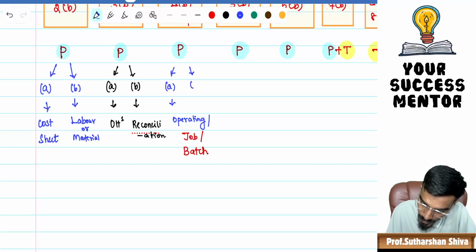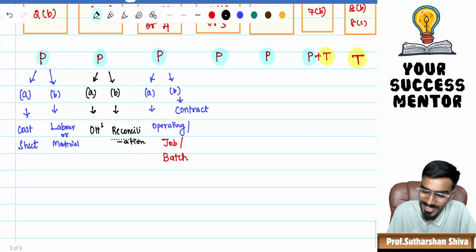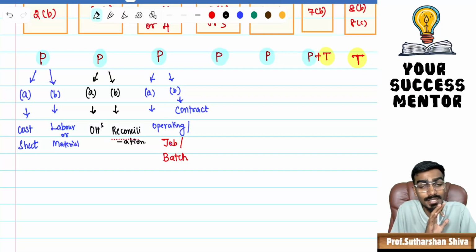Then you will be having the B component. In 4B, they always maintain a concept of contract costing. Contracts will be there on 4B. See, all this is based on the past trend I'm telling. The trend can change, but the probability of changing is very less.